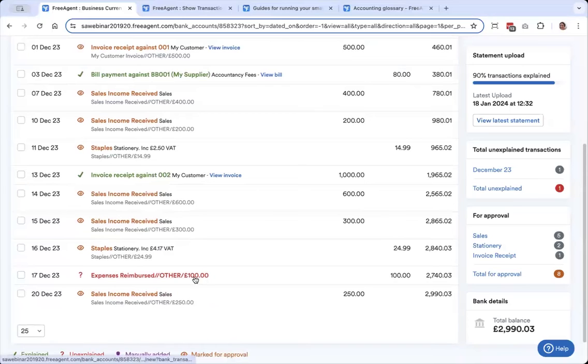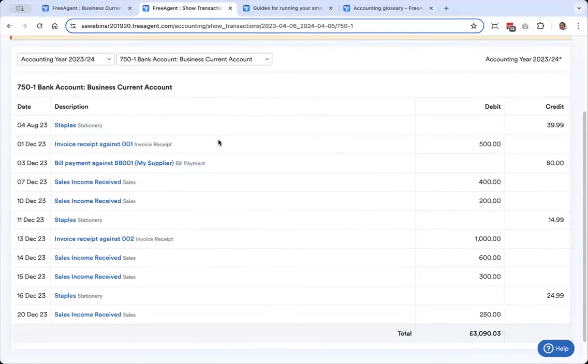If it's red, that's because the transaction is unexplained. In other words, FreeAgent knows one side of the double entry, but not the other. It knows, for instance, that this is going to be a credit entry to the bank account because it's money leaving the bank account. So it's going credit bank, debit, what? I don't know. So it can't post that into show transactions.